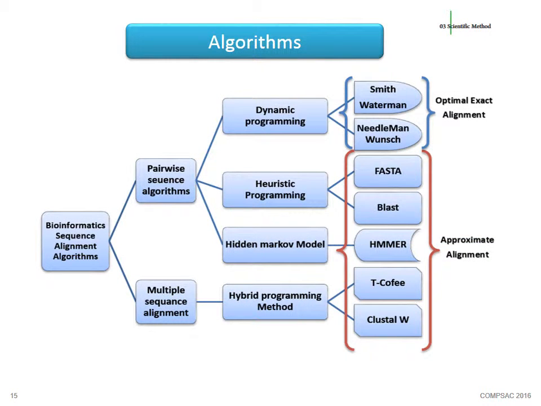This slide summarizes all the bioinformatics sequence alignment algorithms, which are divided into 2 sections: the pairwise algorithm for aligning 2 sequences and the multiple sequence algorithm for more than 2. In the most right part, we find the 5 algorithms which give us an approximate alignment result, and the two slow algorithms which give an optimal exact alignment, Smith-Waterman and Needleman-Wunsch.